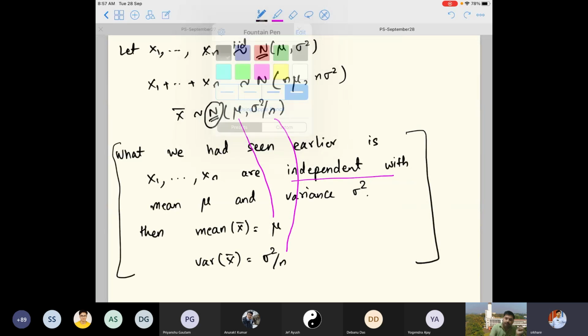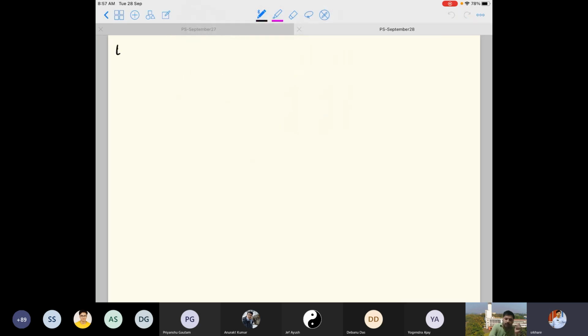Okay. So how do you prove that result? Let x1, x2, up to xn be IID normal(mu, sigma square). Then prove that x bar also follows a normal density with mean mu and variance sigma square by n. Okay, how do we prove this?